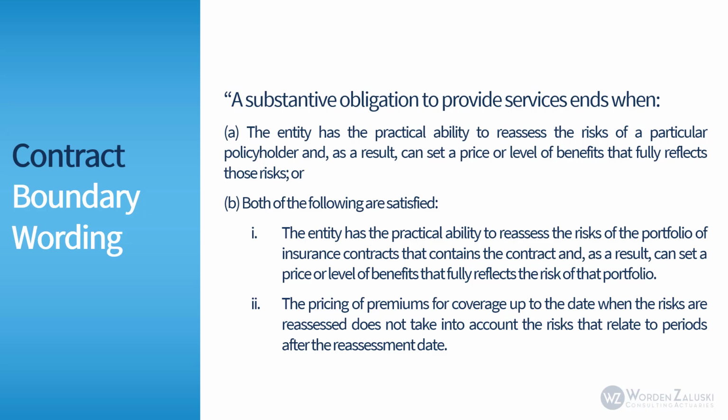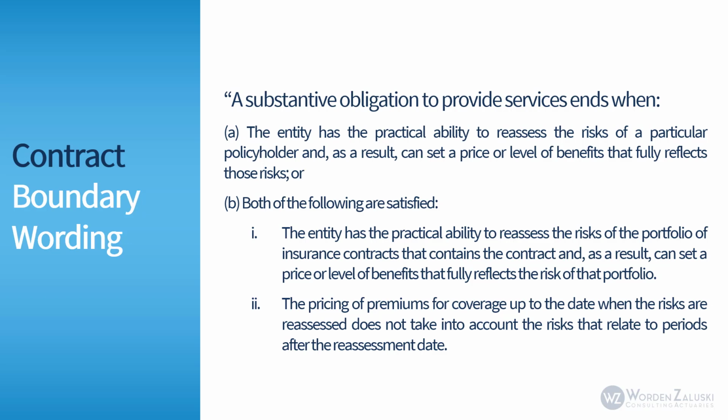The entity has the practical ability to reassess the risks of a portfolio of insurance contracts that contain the contract, and as a result can set a price or level of benefits that fully reflects the risks of that portfolio. And the pricing of premiums for coverage up to that date when the risks are reassessed does not take into account the risks that relate to periods after the reassessment date. So what this means is you may not be able to set the price of an individual policyholder, but you can set the price of a collection of policyholders that have similar risks.